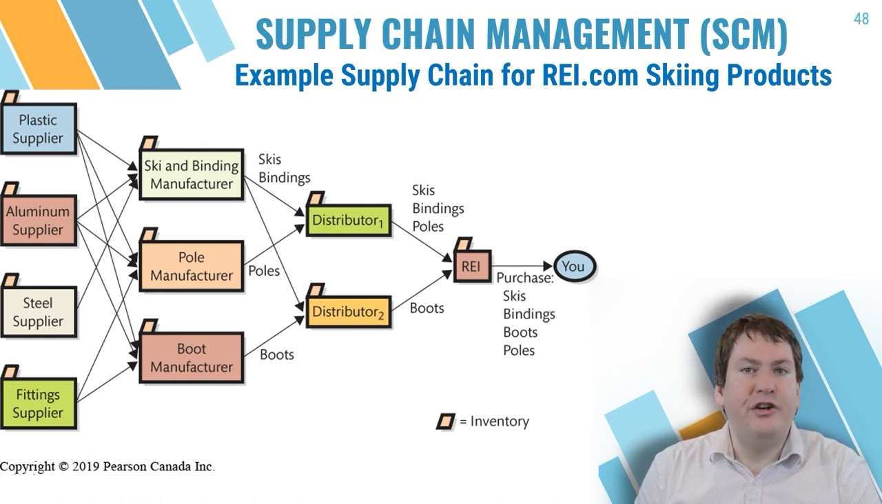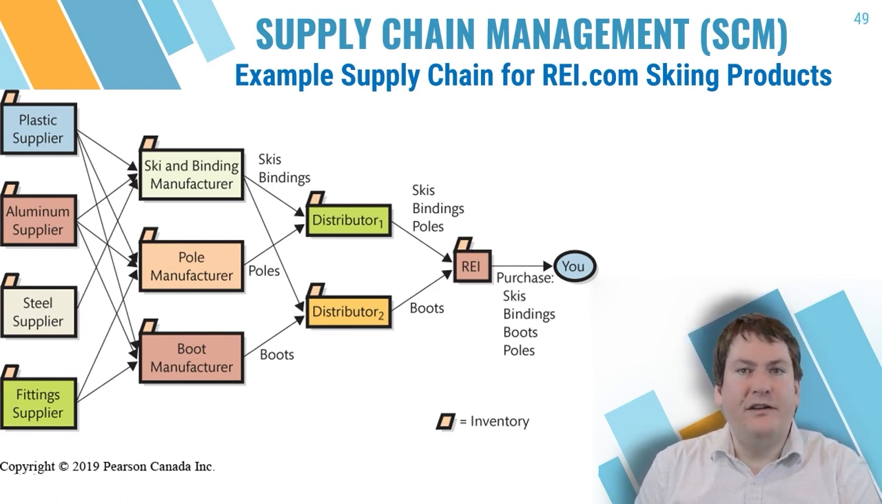REI makes some margin on that sale and purchases the equipment from distributors, who in turn make some margin on that sale and purchase the equipment from manufacturers. Similarly, the manufacturers make some margin on their product and purchase raw materials from suppliers. At each step in the chain, more value is added to the product, but also more overhead and margin costs.